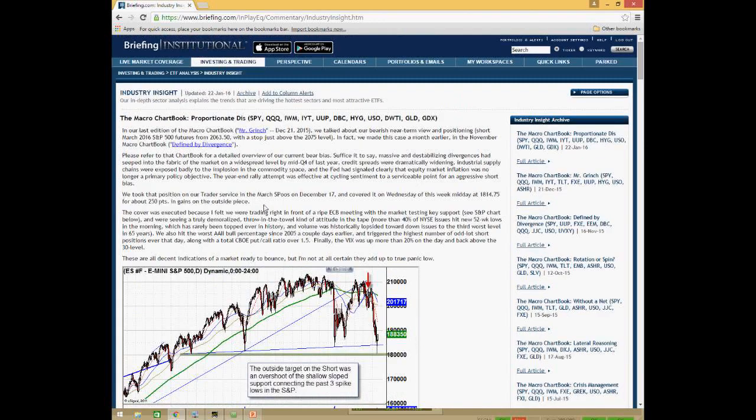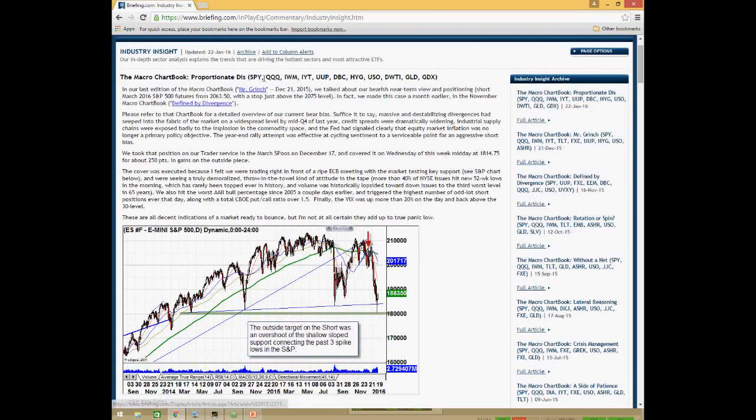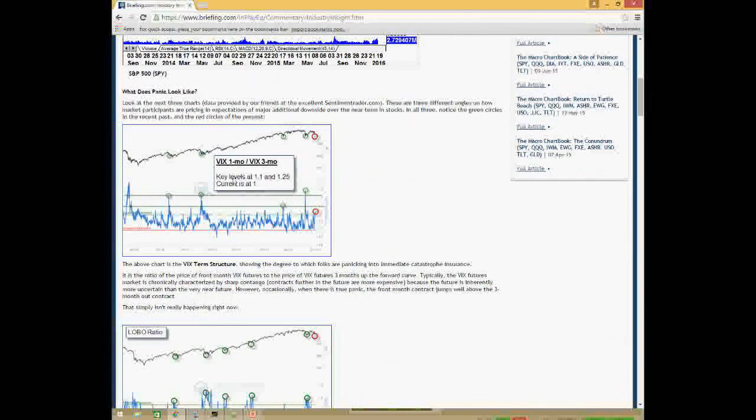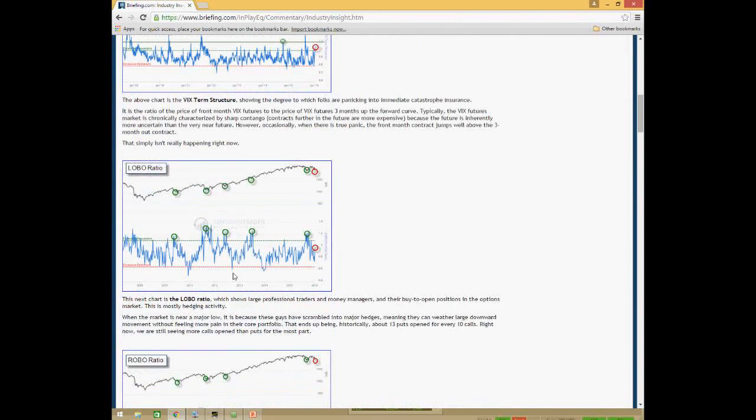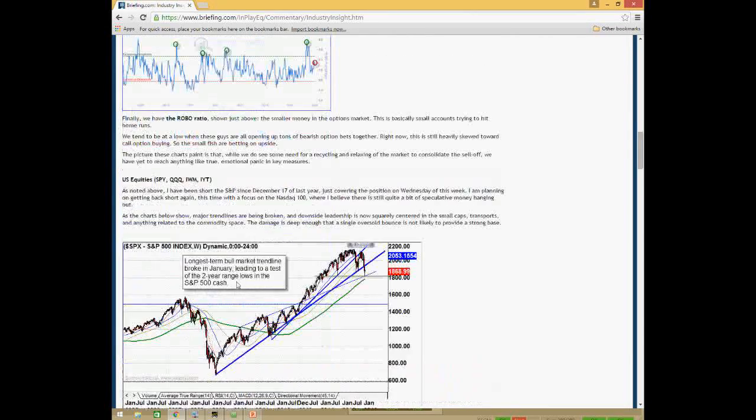I believe once a month or every few weeks, when he feels appropriate, he puts together this big picture chart book, and he goes through all the major asset classes that are in play or moving significantly from a bigger picture perspective. He even looks at sentiment indicators like the VIX and put-call ratios, etc.